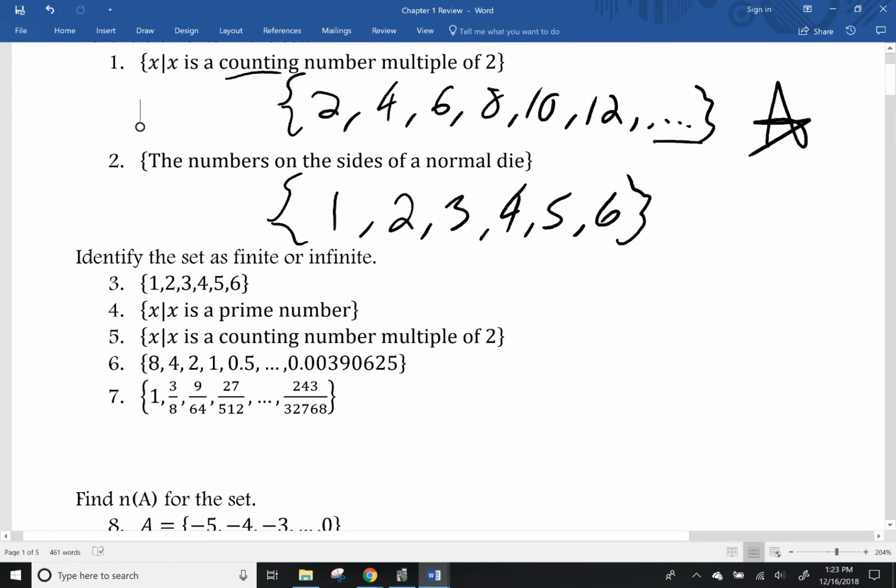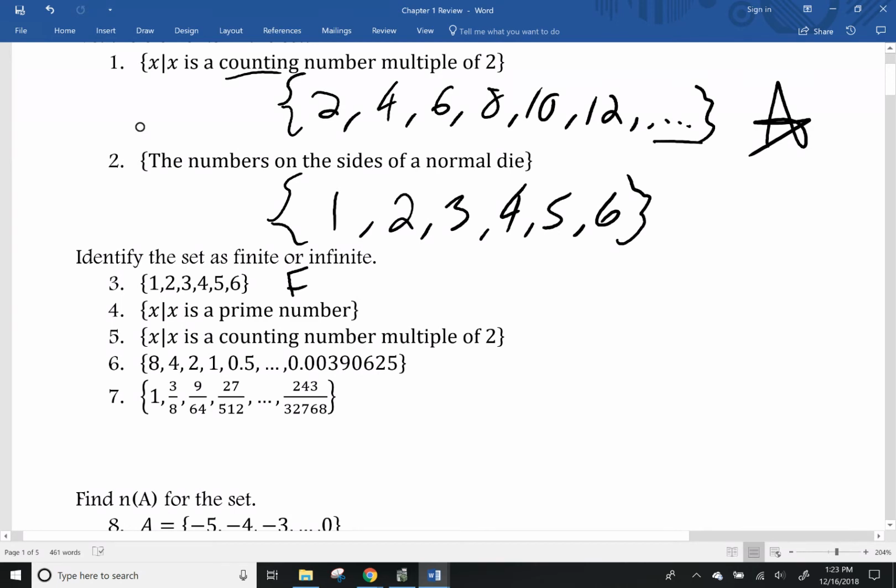Number 2 is finite because there's only 6 elements in that set. That's strictly 6 elements. There's no continuation of that or anything. So number 3 is going to be finite. It's exactly the same thing as number 2. There are 6 elements in that set, and it stops. So it has a finite number of elements.